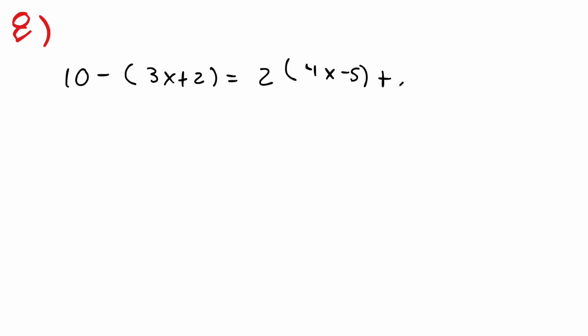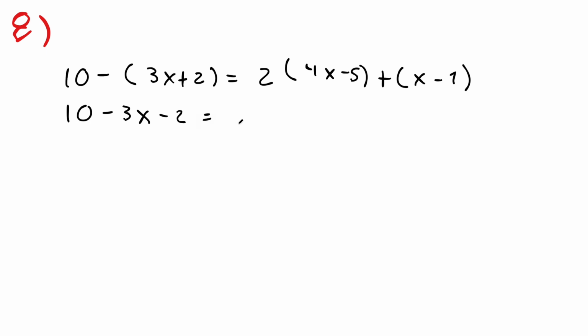What is our parent statement? 10 minus, open parenthesis, 3x plus 2, is equal to 2 times, open parenthesis, 4x minus 5, close parenthesis, plus, open parenthesis, x minus 1. And so we apply the distributive property both of signs and of terms. What do I mean? Alright, 10 minus 3x minus 2. I guess you guys already did that.